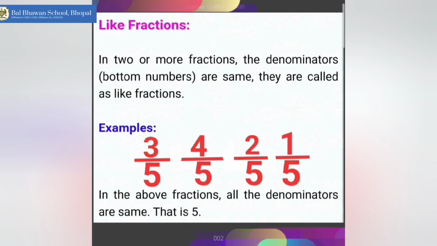So, in two or more fractions, when the denominators are the same, they are called like fractions. In this example, in the fractions given here, all the numerators are different, but the denominators are all the same, that is 5. So these are called like fractions.